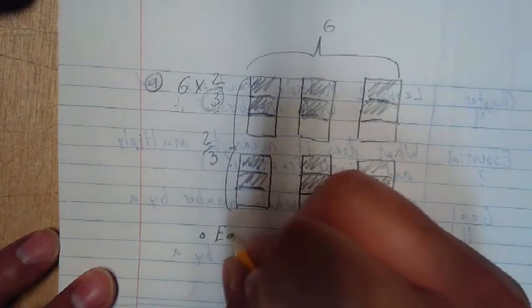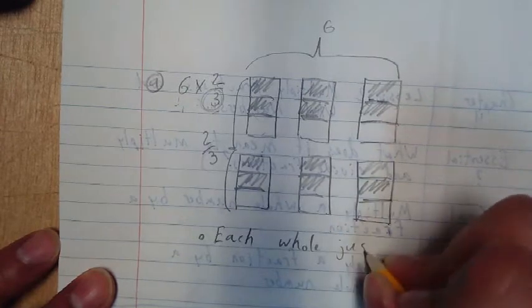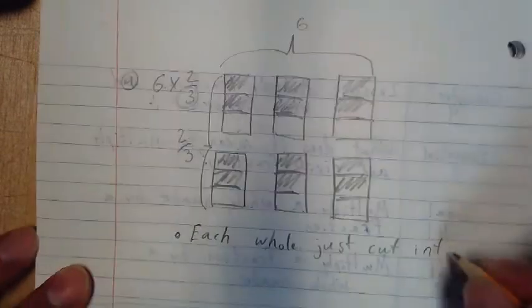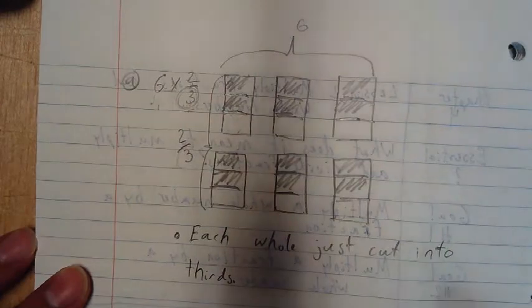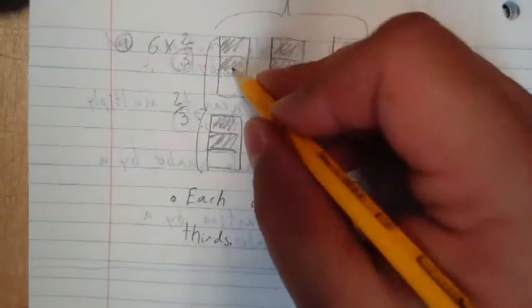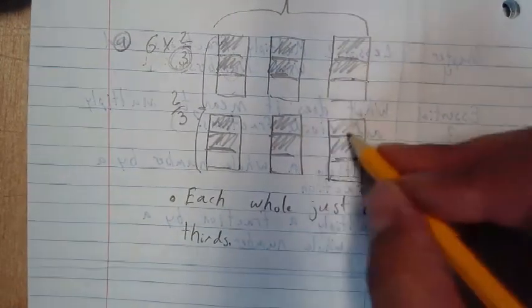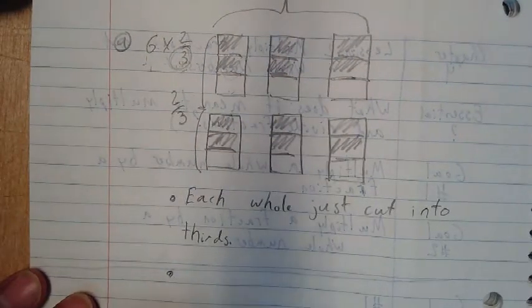Keep this in mind. Each whole just got cut into thirds. Okay? You can see that. 1, 2, 3, and so on for each of the 6 wholes. How many thirds do we have? Okay.